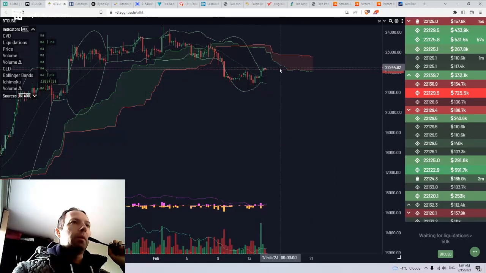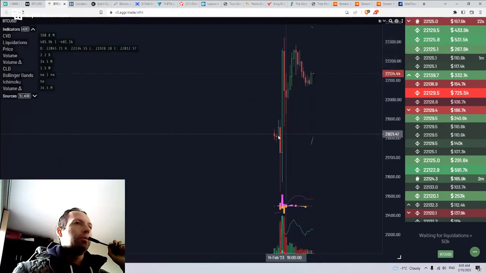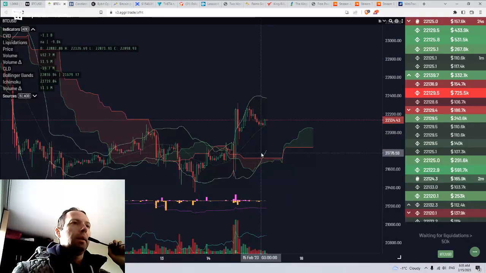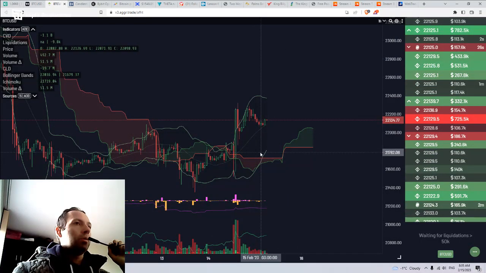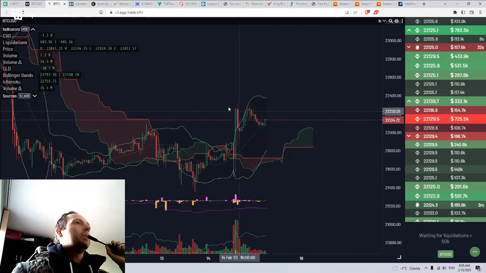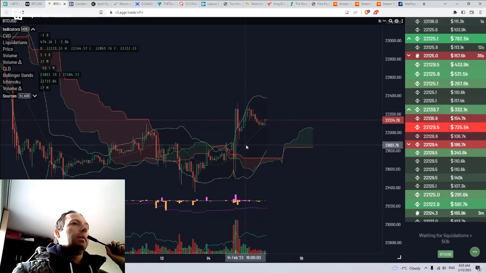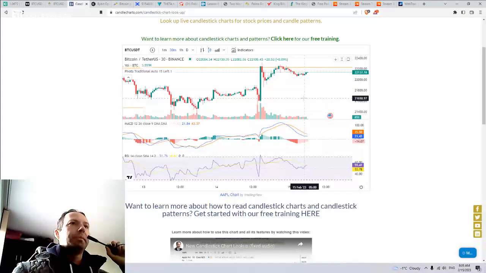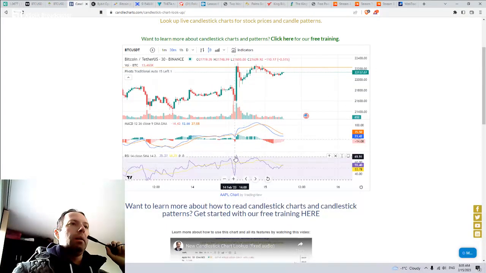We're below the cloud on the 6 hour, so for the time being I'm not going to long. I want to see a little bit of pullback on the 1 hour. Not sure if this is going to actually visualize in Bitcoin, but really interesting price action.